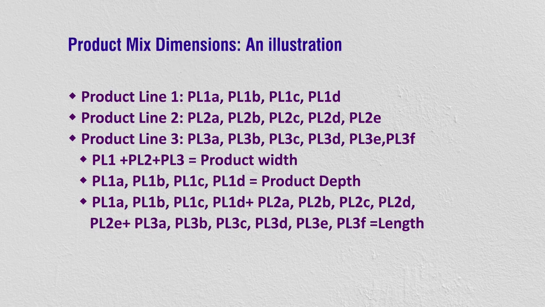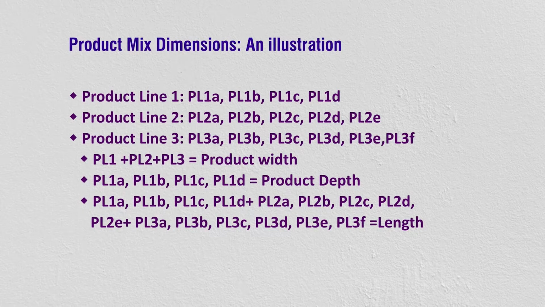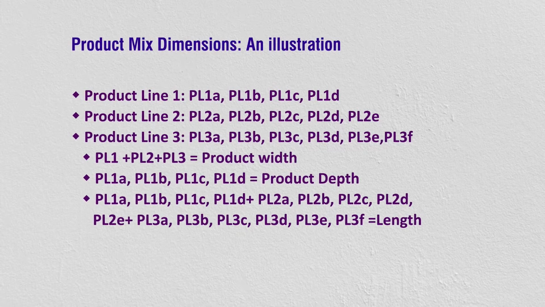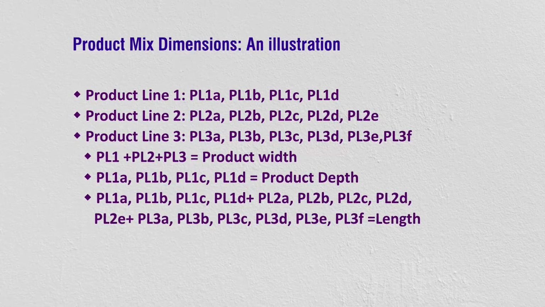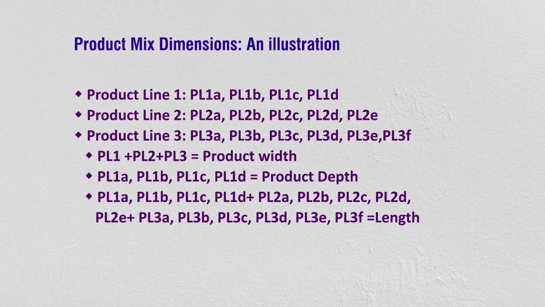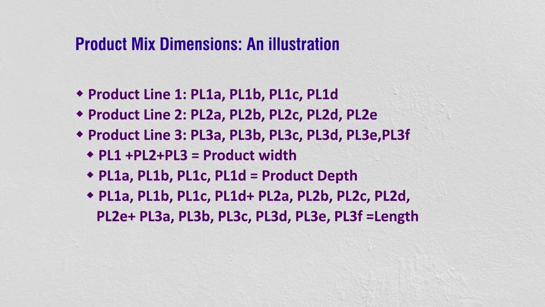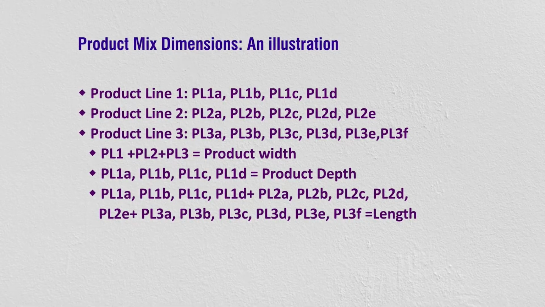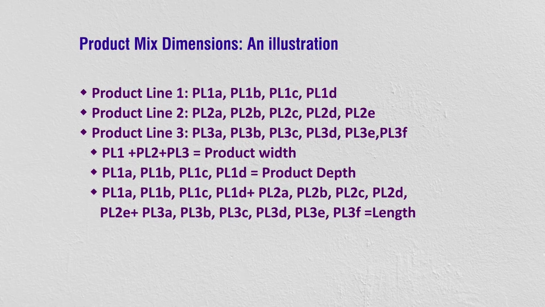Another product line the company offers is product line 2, which we can call cosmetics, maybe creams, lipsticks, or anything. In product line 2, we take an example that they offer 5 individual products: product line 2A, 2C, 2D and 2E. The third product line may be related to food items, which has 6 variants: product line 3A, 3B, 3C, 3D, 3E and 3F.